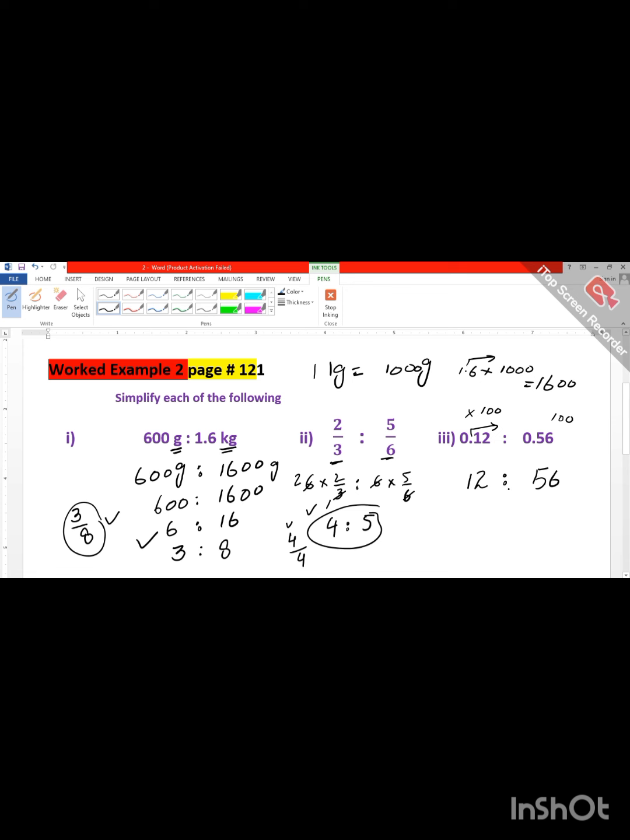So it is a standard form. We need the answer in simplest form. So by the table of 2, if we divide both values, 6 2's are 12 and 28 2's are 56. So your answer is 6 and 28. Further, we will divide it by 2. We will get our answer, that is 3 ratio 14. So this is the simplest form, and this is the answer to your question. You can write this also in fraction form, that is 3 over 14. Okay students, got it? That's good.